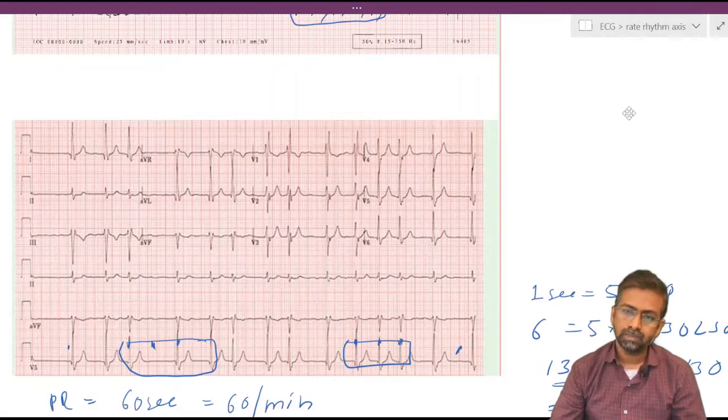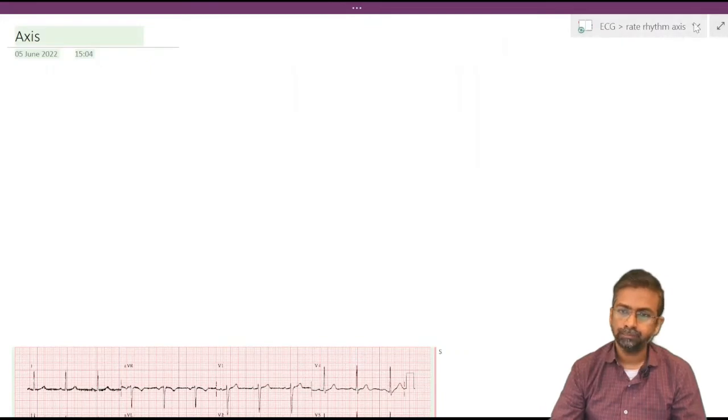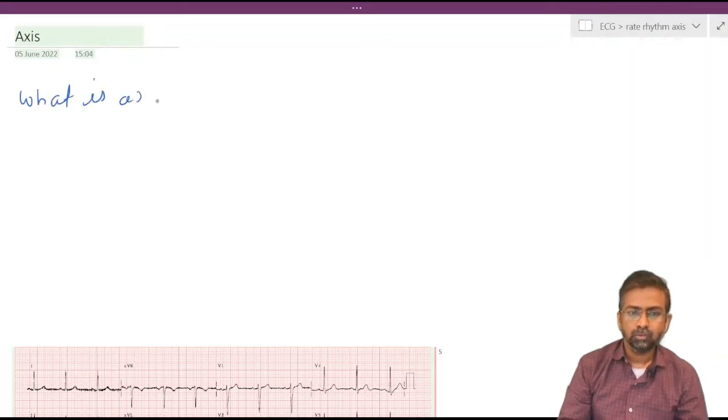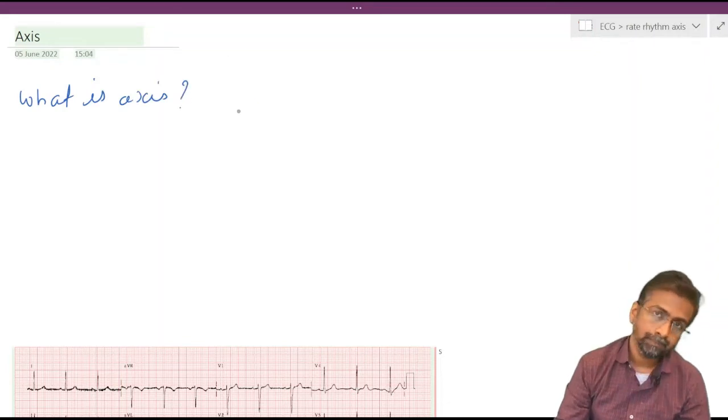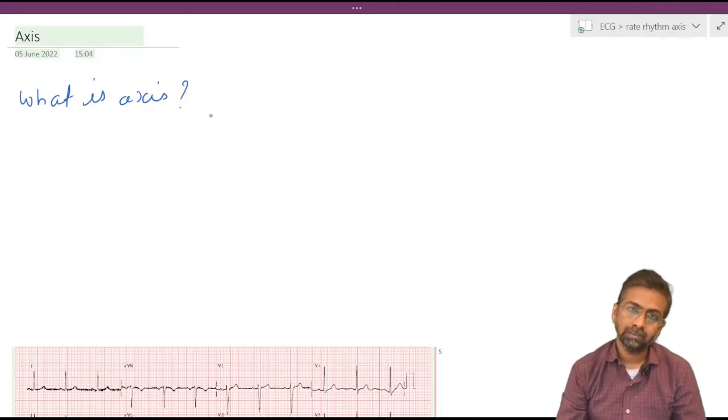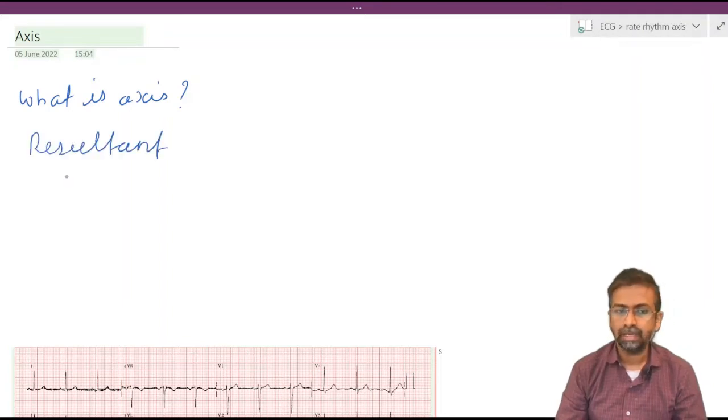Now third section, how do we calculate the axis, or how do we look for axis. So before looking at the axis, we have to understand what is the axis of the heart. Okay, what is it? So basically axis represents the resultant direction of the flow of electrical activity in the heart. Resultant direction, or average in what direction the current is flowing in the heart, that is the axis.